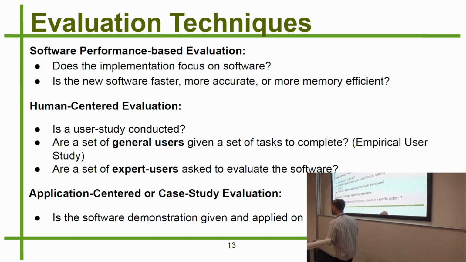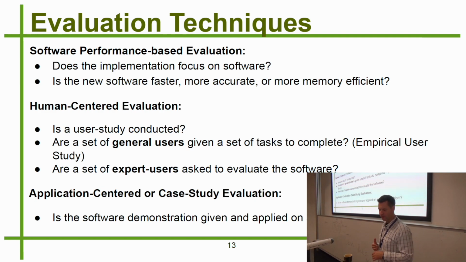Evaluation techniques. This is a really difficult part of computer science. This whole evaluation business is what makes computer science difficult. It's one of the things that makes computer science difficult. So here are 3, not the only 3, but 3 very popular evaluation strategies to demonstrate to the world that what you've done is a contribution.